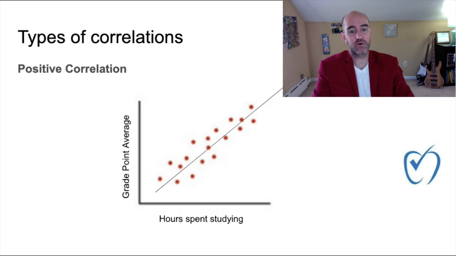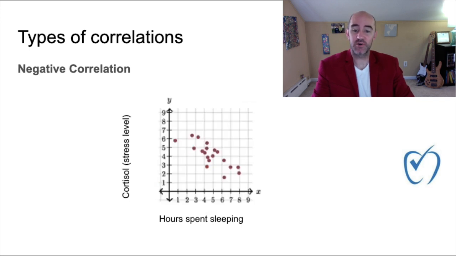You also have negative correlations. Here we have the hours spent sleeping versus your stress level. So in general, there's a negative correlation, meaning as your hours spent sleeping go up, your stress level goes down. Or as your stress level goes up, your hours spent sleeping go down. We don't know which one causes the other or not, and we're not concerned with that today. We just want to know what happens when one variable goes up.